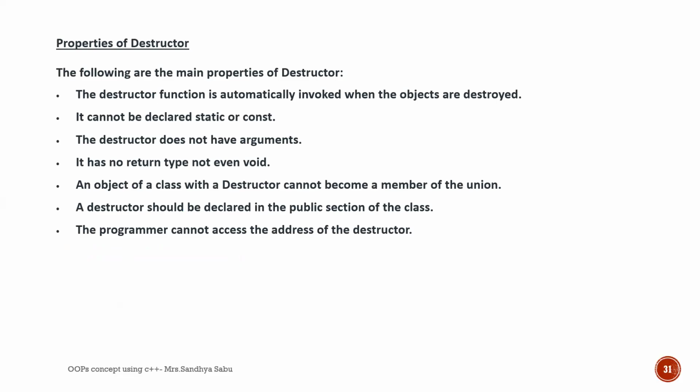So here is the list of some properties of a destructor. It is automatically called when there is a need to destroy the objects. There is no need to specify parameters for the destructor. It does not have any return type, and it should be declared only in the public section of the class.